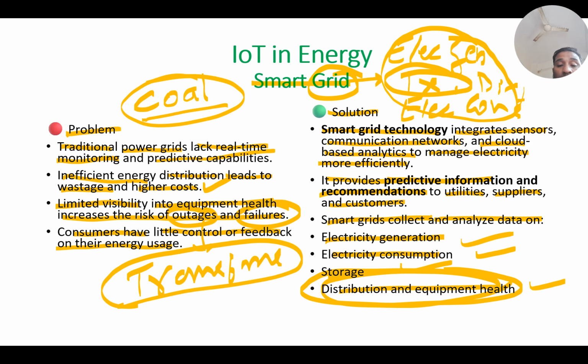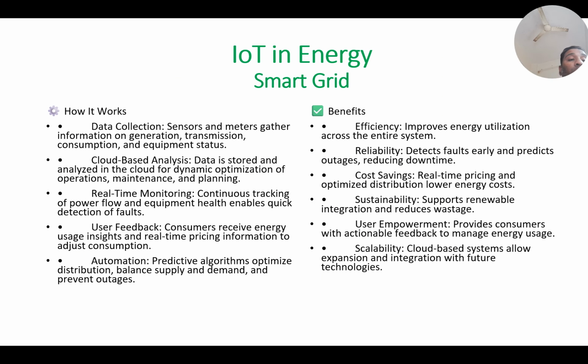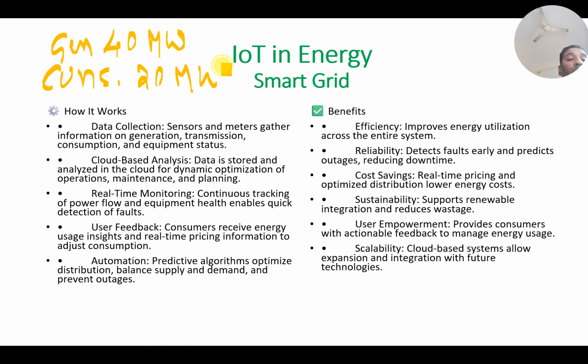Suppose I would like to give an example. At the generation side, I'm generating, for example, 40 megawatt. Now, at the consumption side, if I consume only 20 megawatt, this leads to a wastage of energy. The 20 megawatt AC current, I cannot store it. So there is a wastage of 20 megawatt, meaning unnecessarily I have burnt the coal.